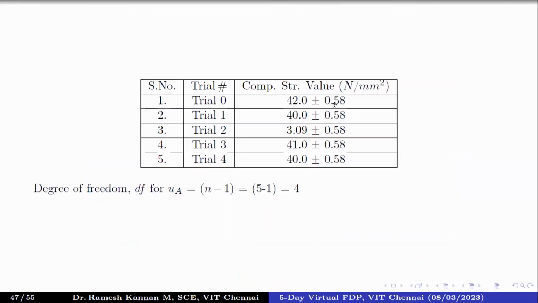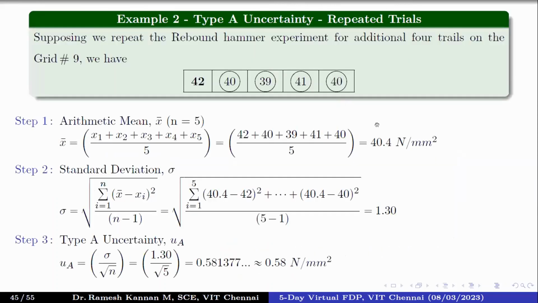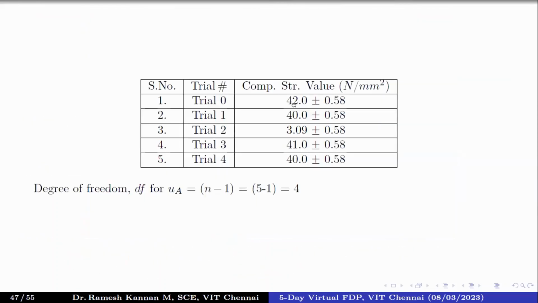So the 0.58, this one, right? This means that this is our trial 0, which is our initial experimentation, and we have done 4 extra trials, and that is plus or minus 0.58. So my value is not just 42, it could be 42.58, or it could be 42 minus 0.58. What is 42 minus 0.58? It's something around 41.42. Something like that. So that's how it is, and so on, right? So this is a typical thing.